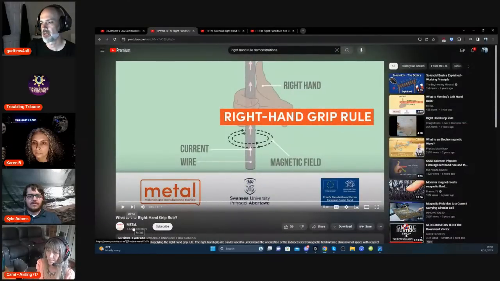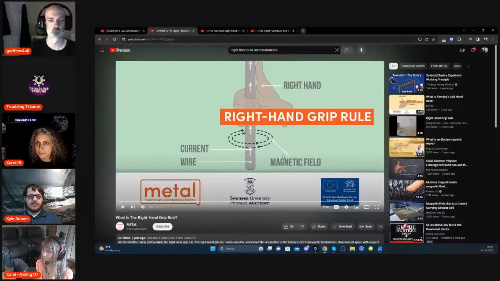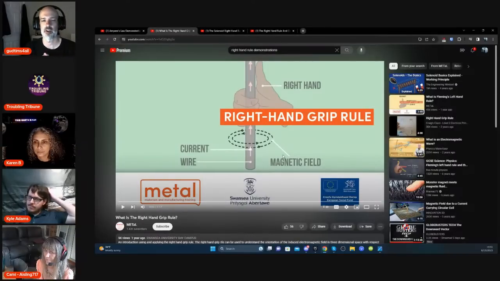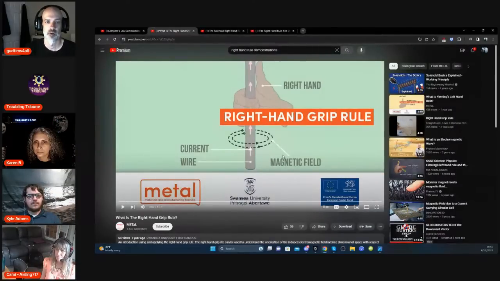Metal, M-E-T-A capital L. What is the right hand grip rule? Now, they do have the left hand rule and all these other things when you start talking about the direction of which way the electrons are flowing, you know, the low potential. And I know they like to say this, but low potential does not go to high potential.